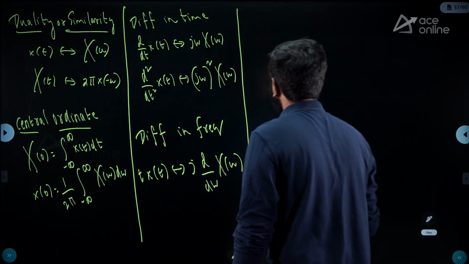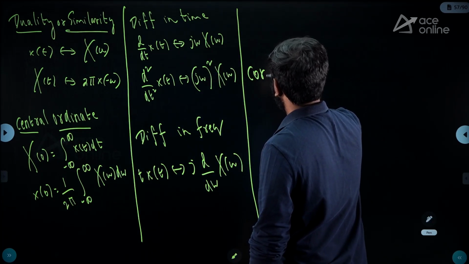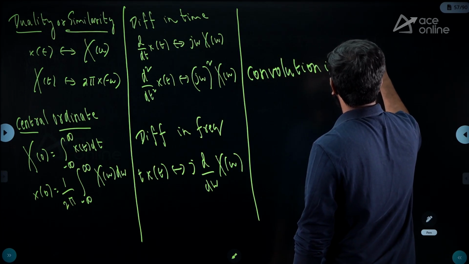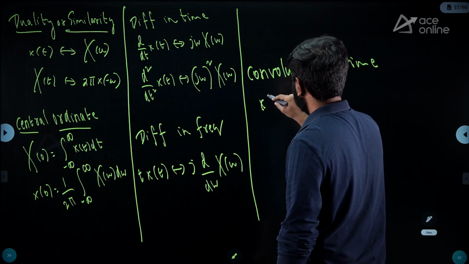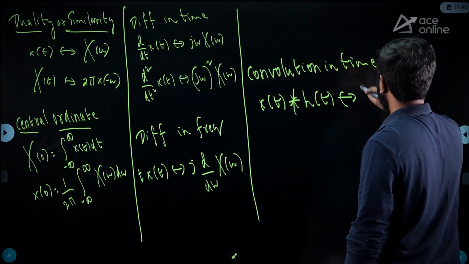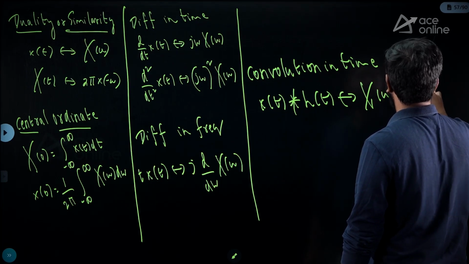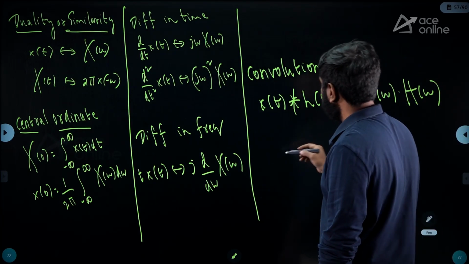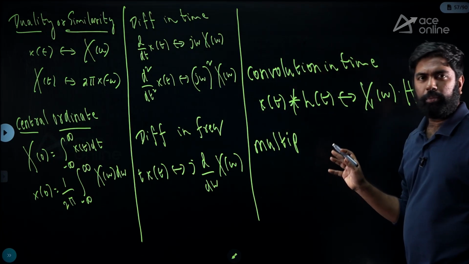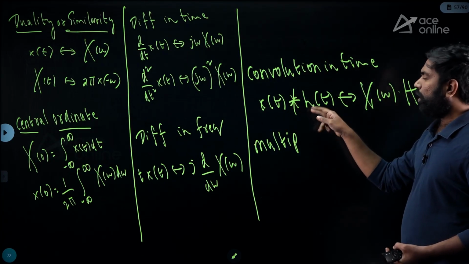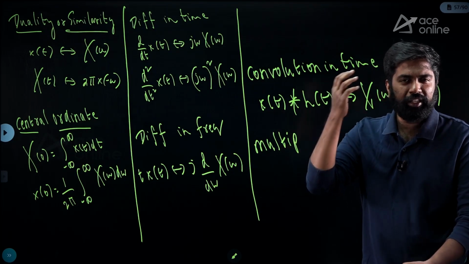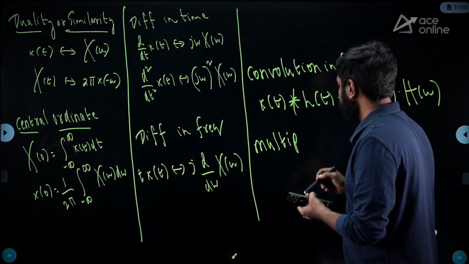So let's see what happens. This is called convolution in time. x of t convolved with h of t has the Fourier transform X of omega into H of omega. Just like convolution in time, we have multiplication in time. We put a tagline here. We say if you convolve in time, in the frequency you have multiplication. If you have multiplication in time, then in the frequency domain there is a convolution.